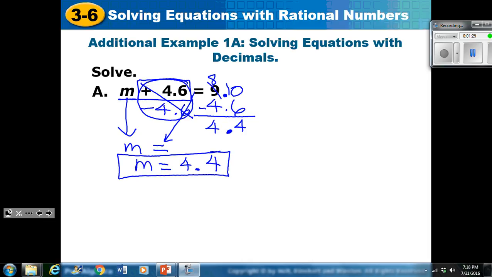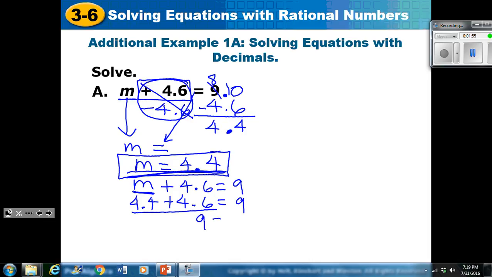I will not make you do the check on every single problem, but I'm going to show it to you here. We can check our answer. We'll copy the original problem, m plus 4.6 equals 9. If m equals 4.4, then we can put 4.4 in place of m. 4.4 plus 4.6 equals 9. And when you add this up, you get 9. At the end of your check, you should have a true statement. 9 equals 9. That means that your answer of m equals 4.4 is correct.